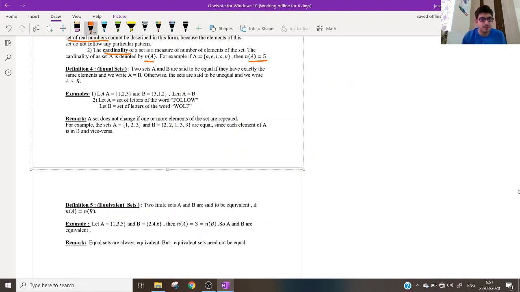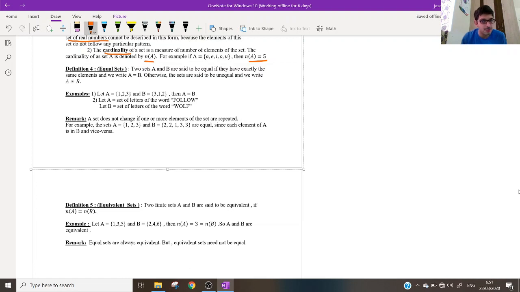Okay, so that means suppose A equals the set {1, 2, 3} and B equals {3, 1, 2}, then A equal to B. So here again, when we are listing the elements, order has no importance. You can list the elements of a set in any order. So {1, 2, 3} and {3, 1, 2}, both the sets are the same. Both sets contain the same elements. So they are equal sets, A equals B.